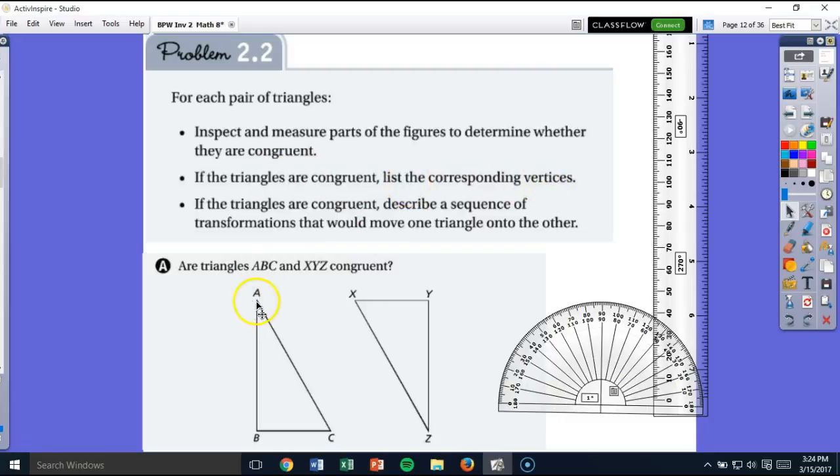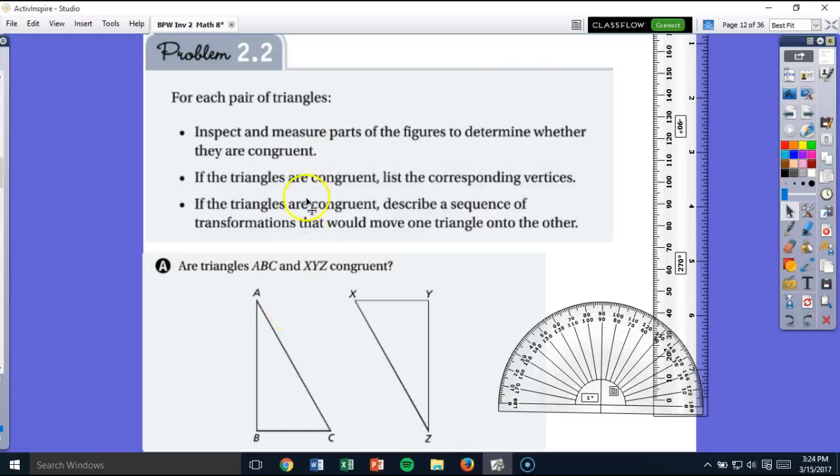So what's the corresponding vertex to A? So from XYZ, which one of those vertices is corresponding to it? And then it also says if the triangles are congruent, describe a sequence of transformations that would move one triangle onto the other. So what reflection, rotation, translation, or combination thereof would you need to be able to get this triangle XYZ to fit perfectly on triangle ABC?